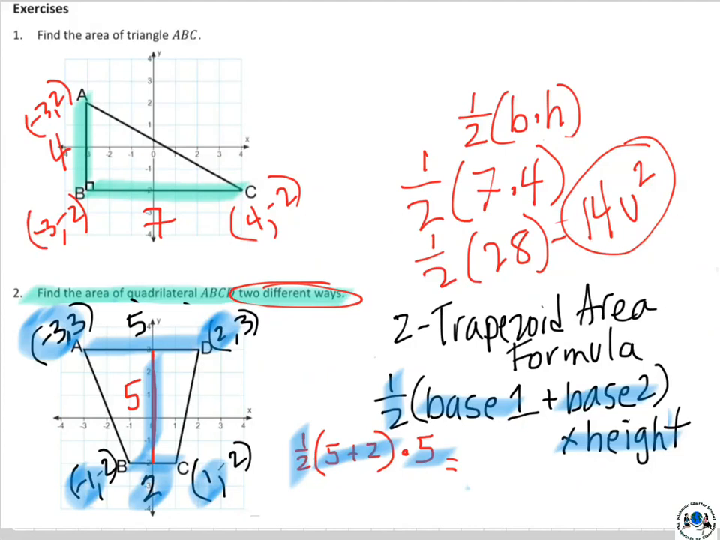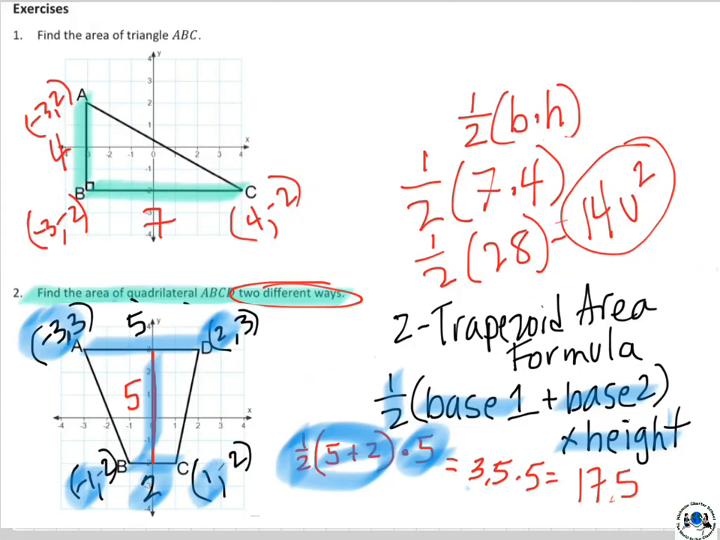And again, we need to do what's inside those parentheses first. So we are going to look at that parentheses, which is 7. Okay, 5 plus 2 is 7. So half of 7 is 3.5.